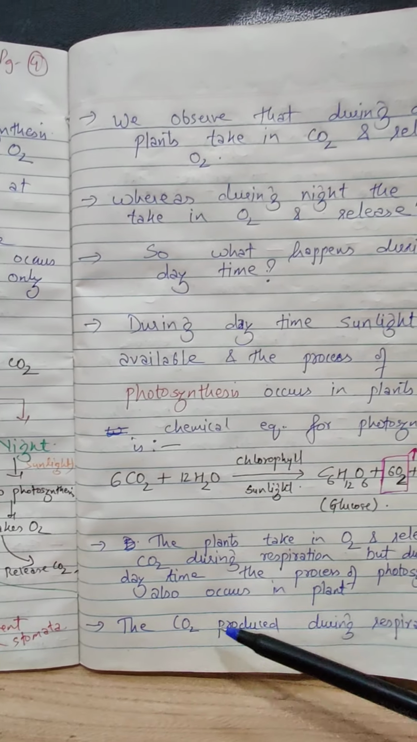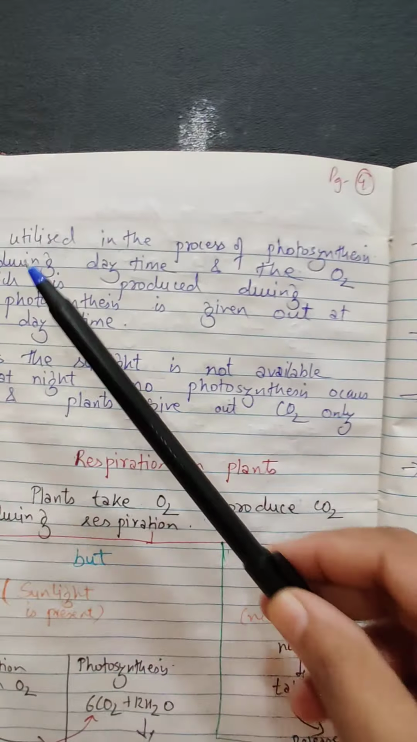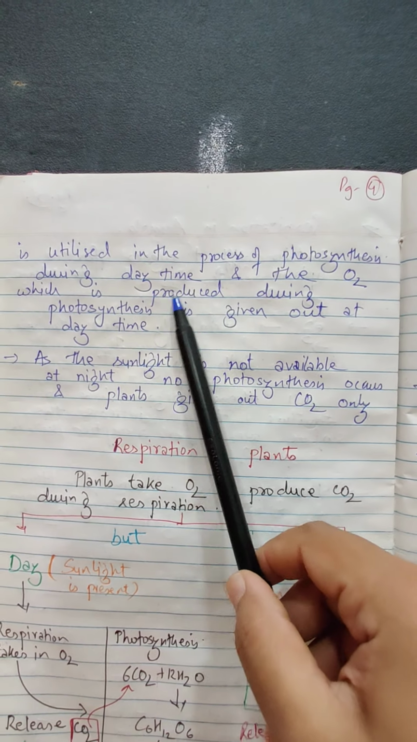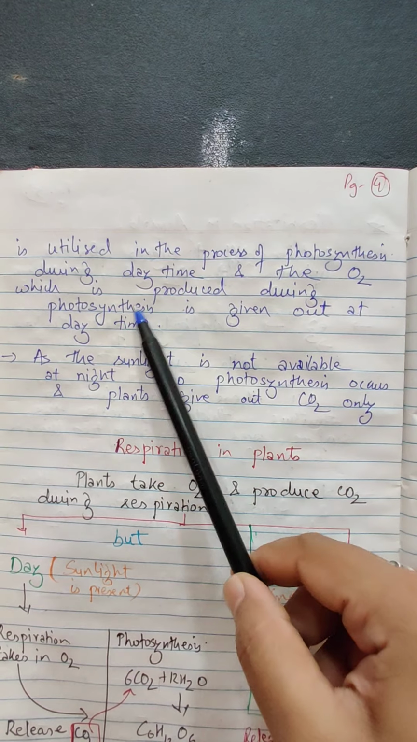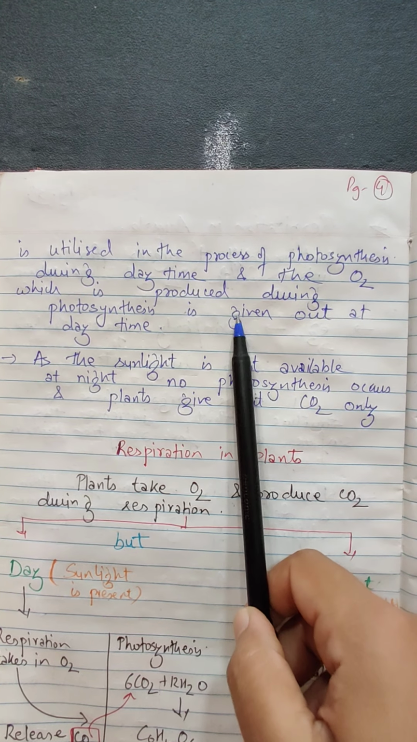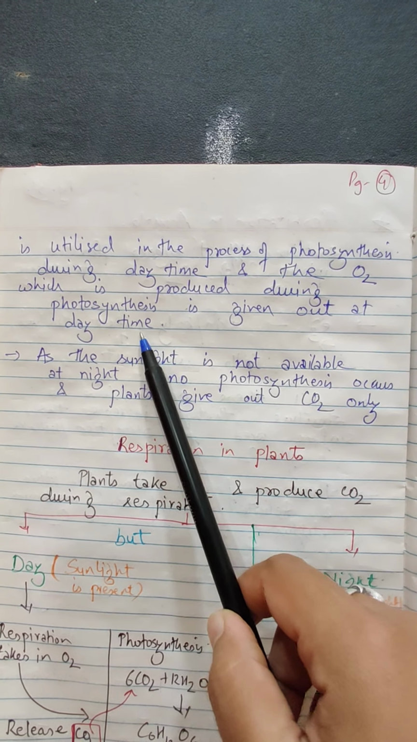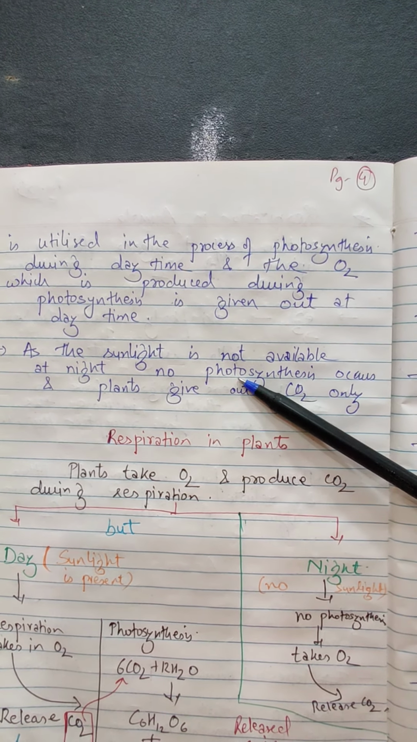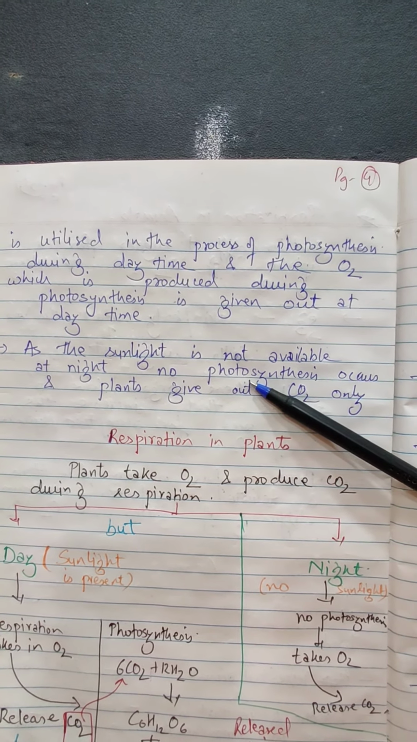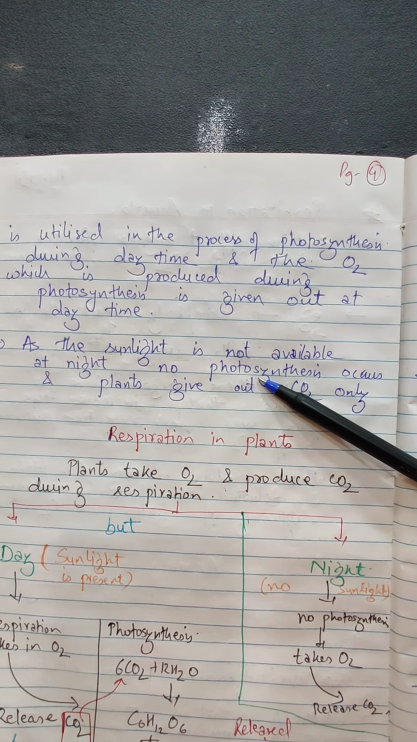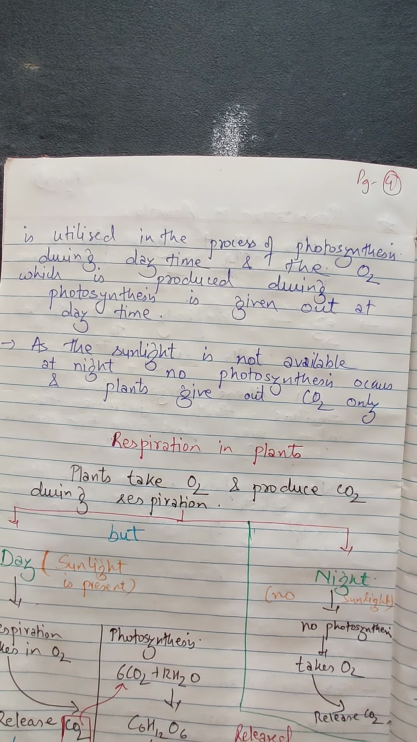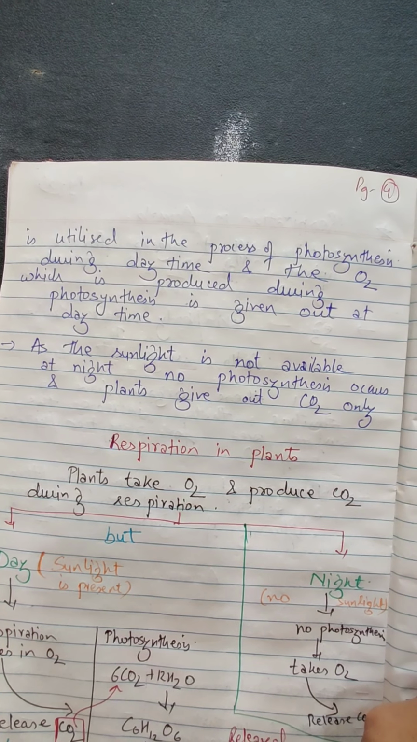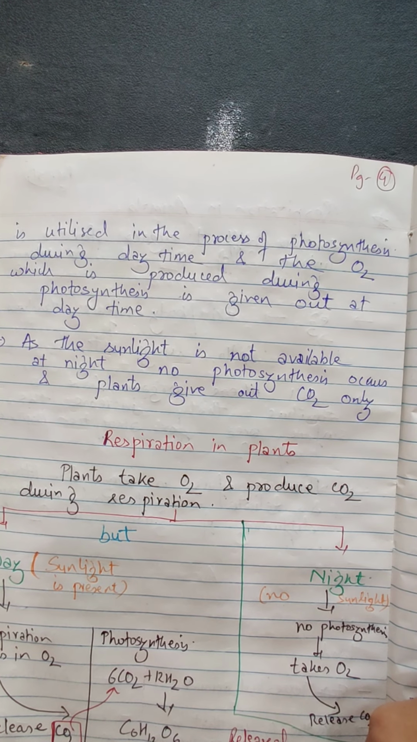So the CO2 produced during respiration is utilized in the process of photosynthesis during daytime, and the oxygen produced during photosynthesis is given out in the daytime. And as sunlight is not available to the plants at night, no process of photosynthesis takes place, and hence the plants seem to do a normal respiration. That is, they take in oxygen and give out carbon dioxide.